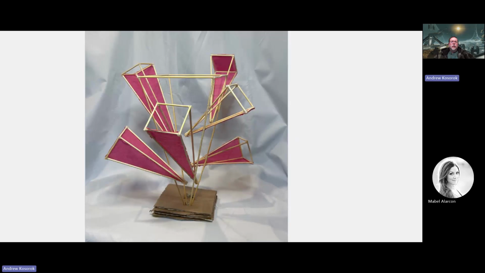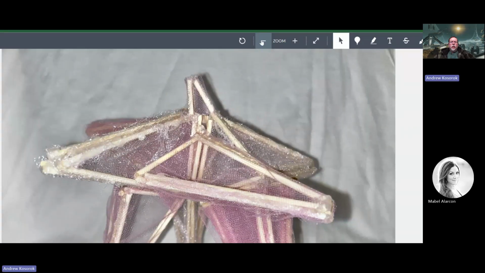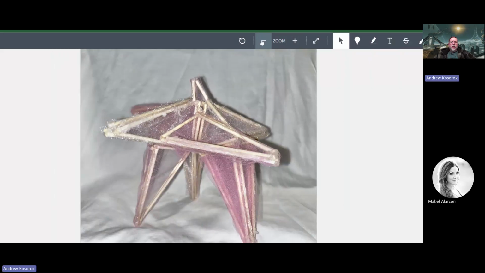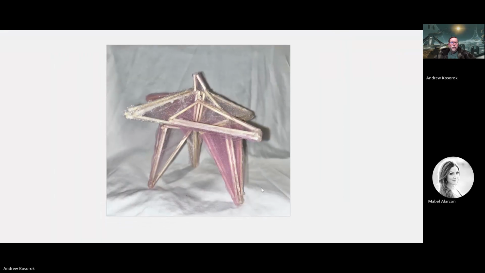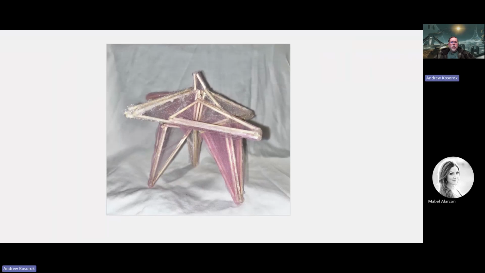All right. So this is the last one we're gonna look at today. This one reads as really, really, really tiny.